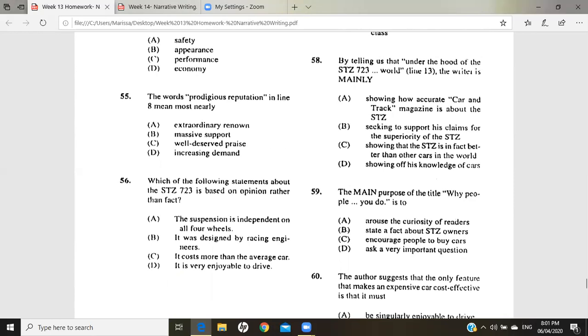C? Not C. D, miss. It's B, because all the things that he's referencing are to support what he's saying about it. So those are like the facts that he's presenting. He's seeking to support his claims for the superiority of the STZ, so why this vehicle is better than others.